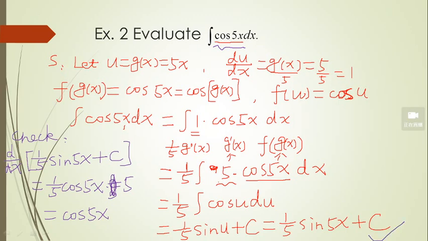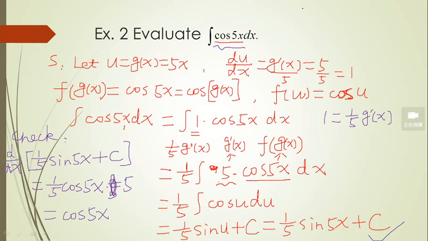The question asks where the 1/5, the fraction, comes from. In the integrand, you can take it as 1 times cos(5x). So here, 1 equals 1/5 times g prime of x. What is my g prime? Here u is g(x), and g(x) is 5x, so g prime is 5. How can we get 1? It should be 1/5 times g prime.